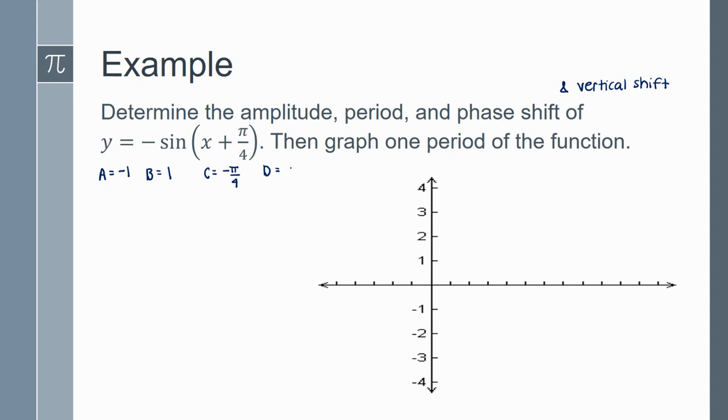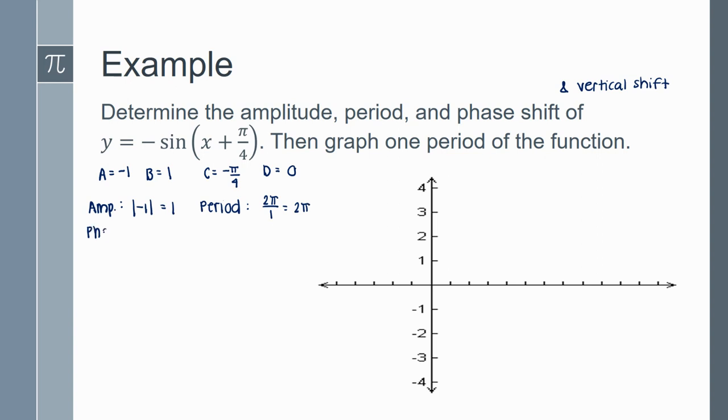Now, because I don't see a number there, that means that d is 0. So to identify the amplitude, remember it's the absolute value of a, so the absolute value of negative 1 is 1. My period is going to be 2 pi divided by the absolute value of b. Well, the absolute value of 1 is 1, so 2 pi is my period.